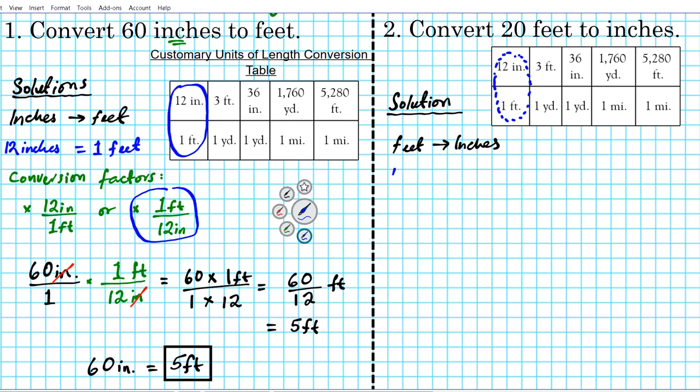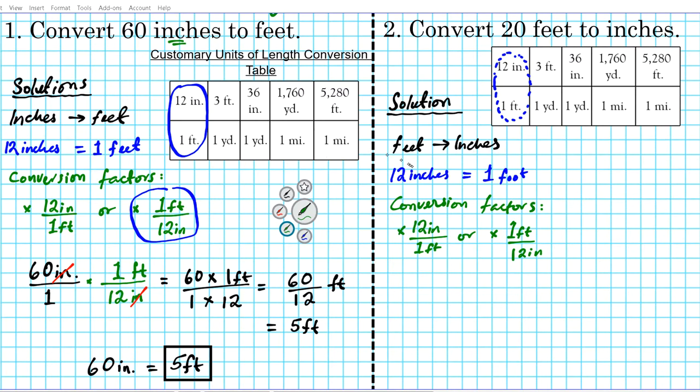So 12 inches is equal to 1 foot. With this, we can generate a pair of conversion factors as we did in number 1. The conversion factors are the ones that enable us to carry out conversions between feet and inches in whichever direction. So with this equation, we can either multiply by 12 inches per foot, or multiply by 1 foot per 12 inches. Depending on what you're given and what you desire, that determines which factor you select.